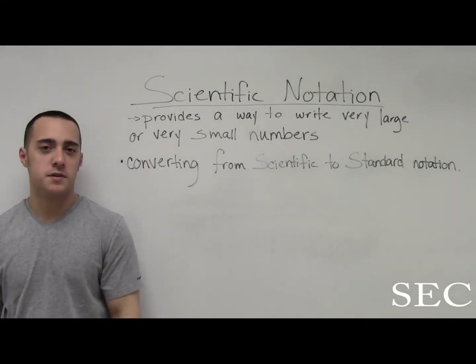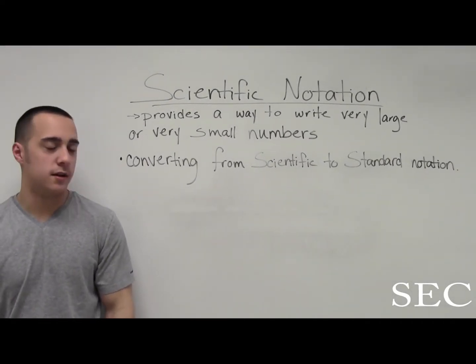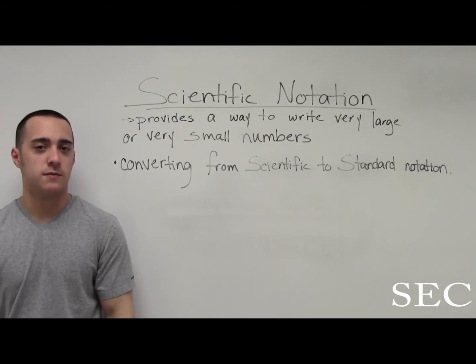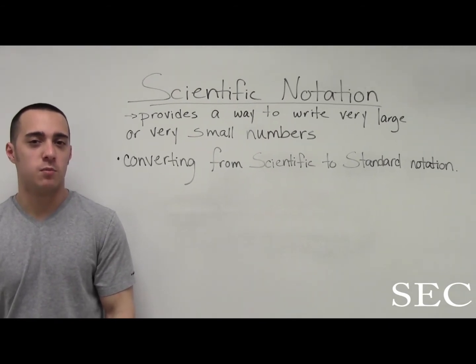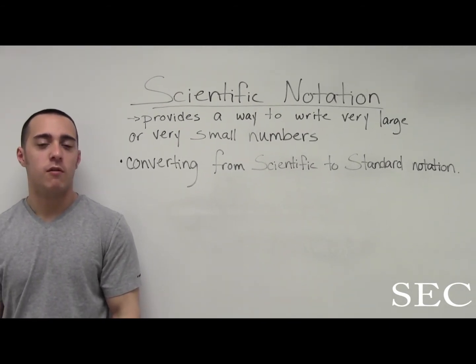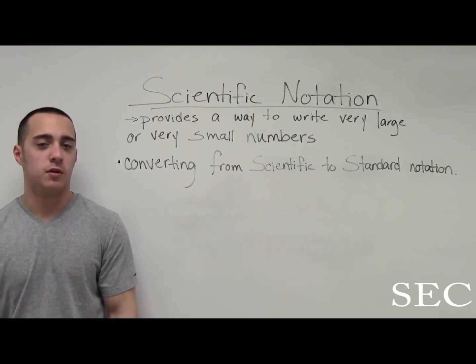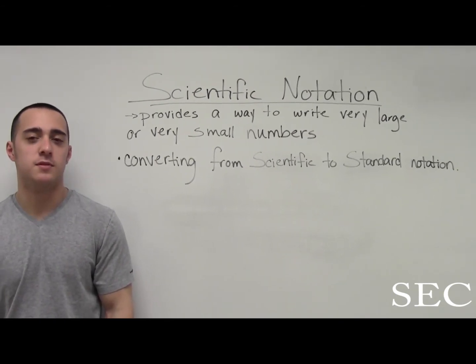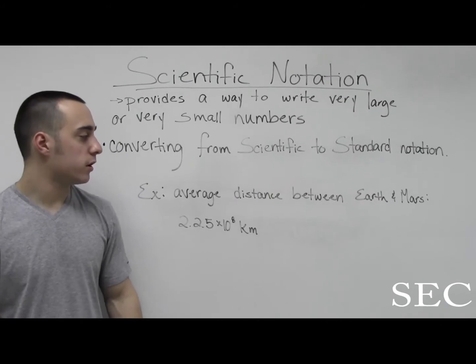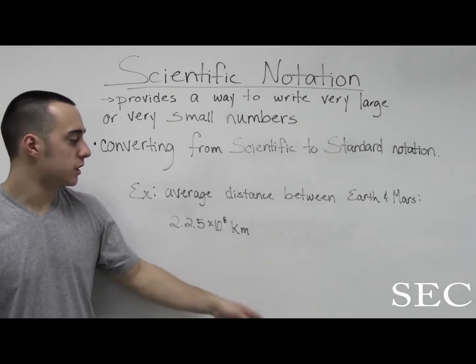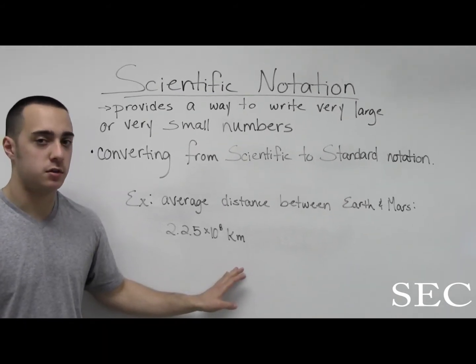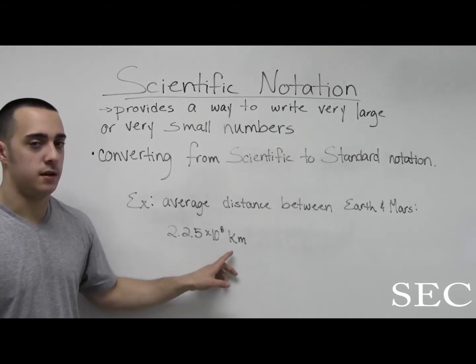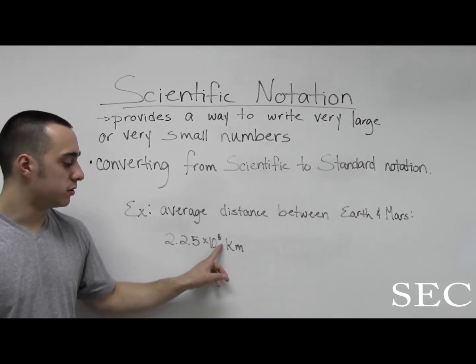The next thing we'll cover is converting from scientific notation to standard notation. When working with numbers in scientific notation, you can tell if you're working with a small or large number based on the exponent. Remember that positive exponents denote large numbers and negative exponents denote small numbers. For this example, we're going to convert the average distance between Earth and Mars from scientific to standard notation. 2.25 times 10 to the 8th kilometers. 8 denotes that it's a large number.